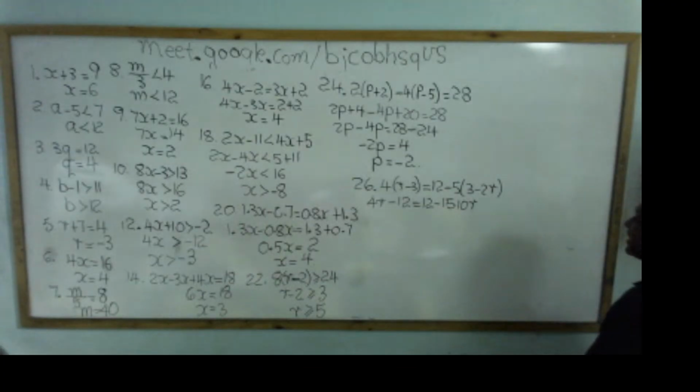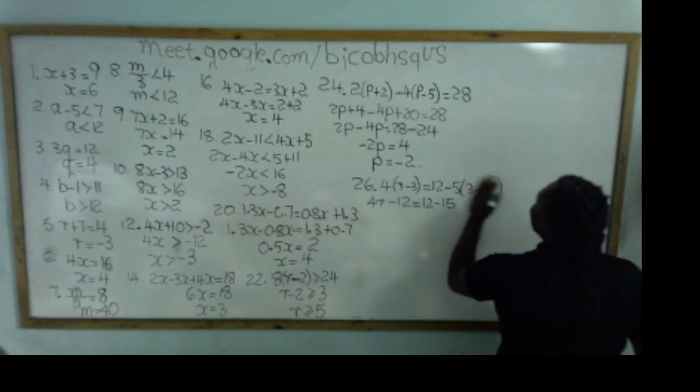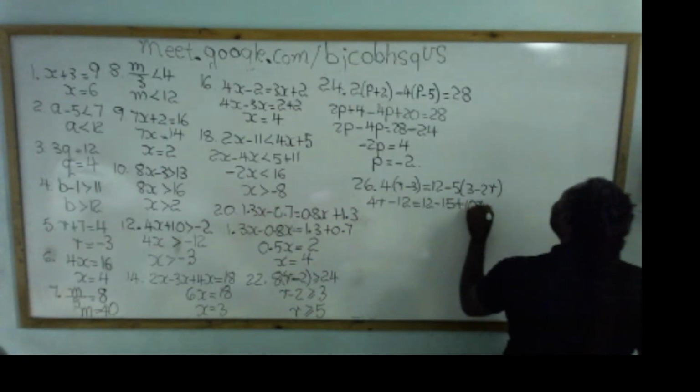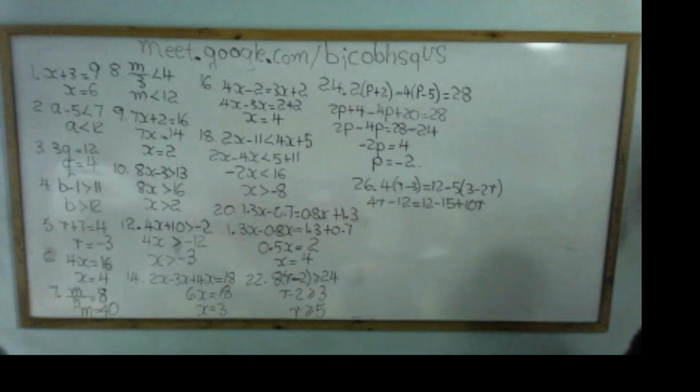What's wrong with that? Plus 10R. That's better. So we have 4R, 4 times 3 is 12. Then we have 12 there. Make sure that this is what we should have. 5, 3 minus 2R. That's nice. So put them all together.